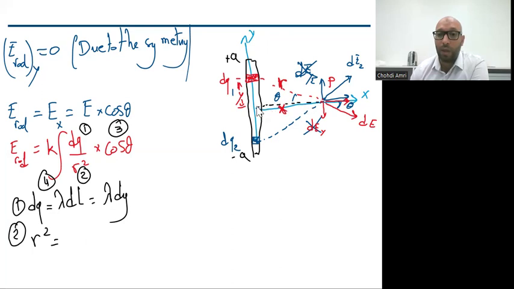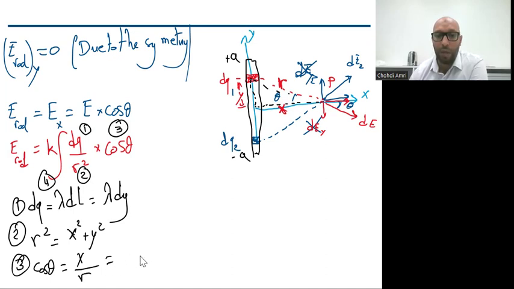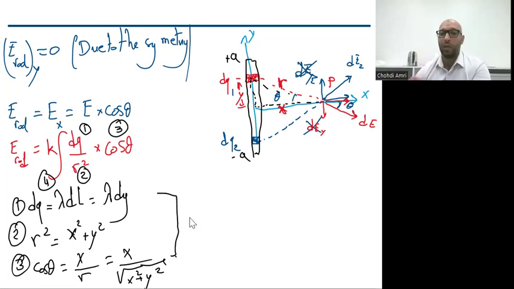Then our r squared, the distance from the charge to the point, is called r. Let me take this triangle. It's a right angle triangle, so we can apply the sine and the cosine. Our cosine is x over r. Before, r squared is x squared plus y squared. What about the third term, cosine theta? Cosine theta is x over r, that means x over square root of x squared plus y squared. And we are done. We can take these three terms together to calculate the electric field produced by the rod.